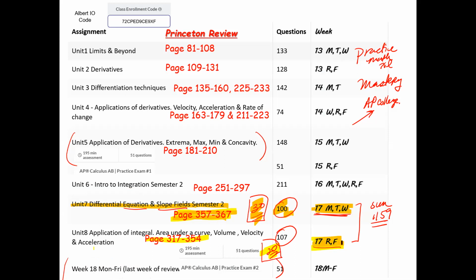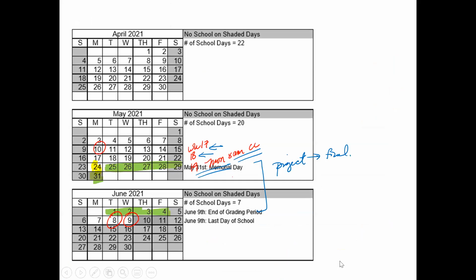And then on Thursday and Friday of this week, you need to start Unit 8, which is applications of integrals with area and volume. That one has 107 questions, but feel free to pick any 20 questions of your choice. And if you need assistance, your principal review is on pages 317 to 354. So this is the breakdown of what we have left.